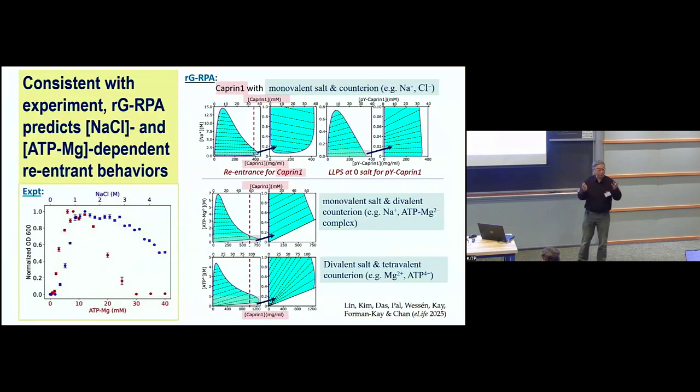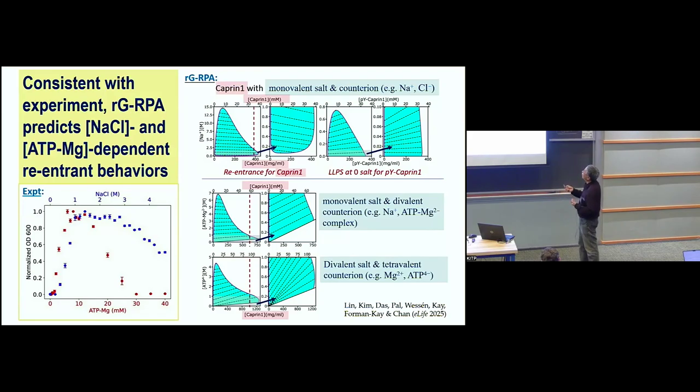The results that I showed you are from a simplified version of RG-RPA that assumes the salt concentration is the same outside in the dilute phase and in the condensed phase. Here we do a more general calculation, so we get this two-dimensional phase diagram and tie lines. Let's first look at this experimental data showing the reentrance behavior for both ATP and sodium chloride. Sodium chloride doesn't go all the way down to dissolving all the Caprin-1 condensate, but the trend is there.